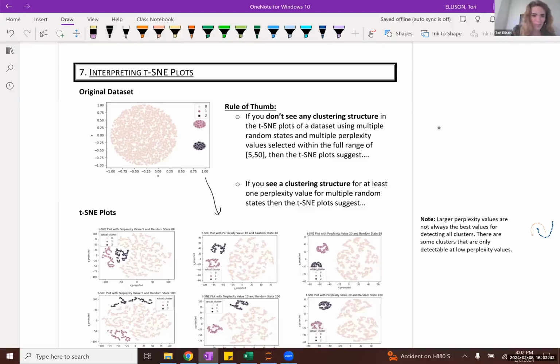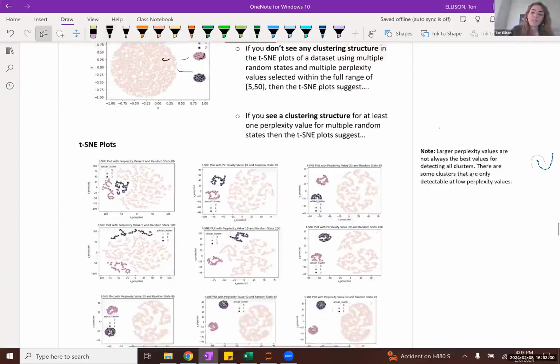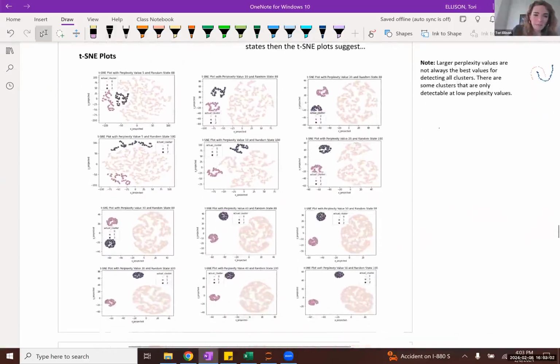So let's see what happens when we take this data set here, which has, we can see with our eyes, 3 clusters. One of these clusters, it looks like, has a higher sparsity than the others. We can see that these 3 clusters are highly separated. So let's actually see what happens when we run this t-SNE algorithm many times.